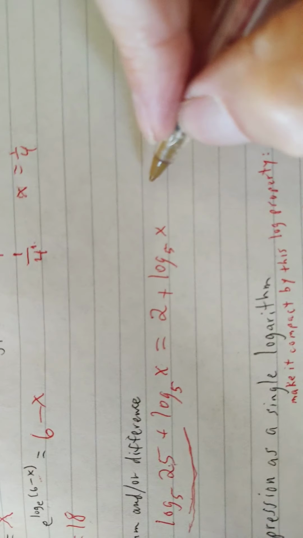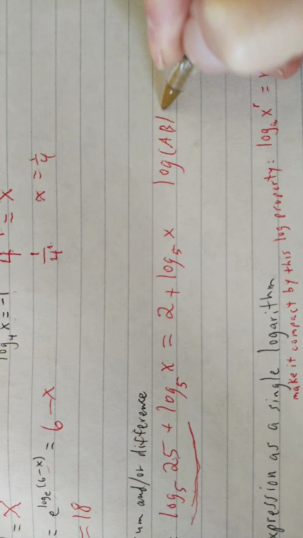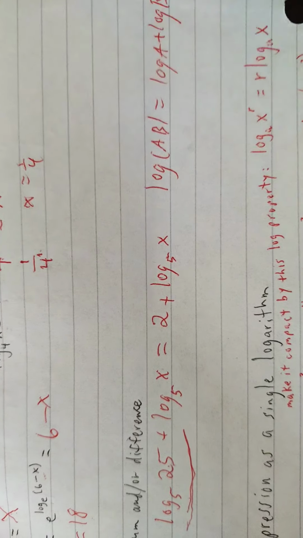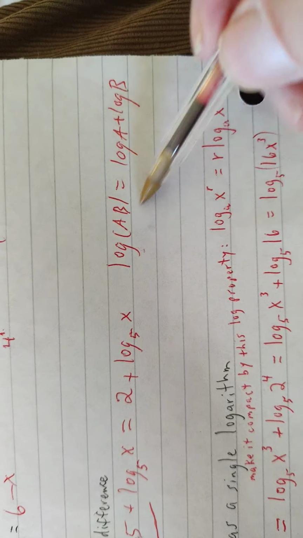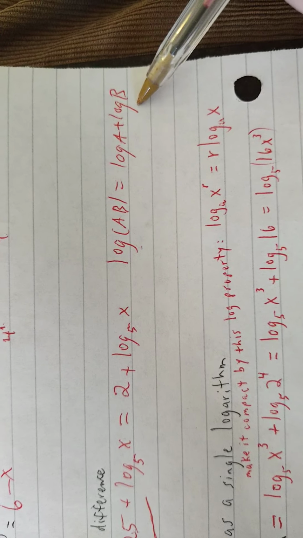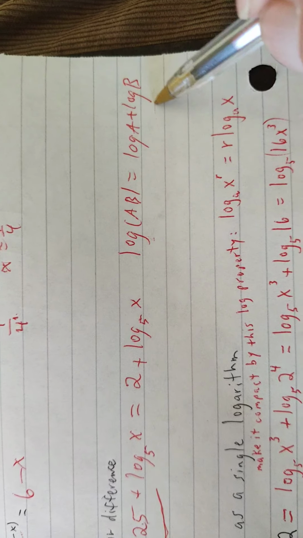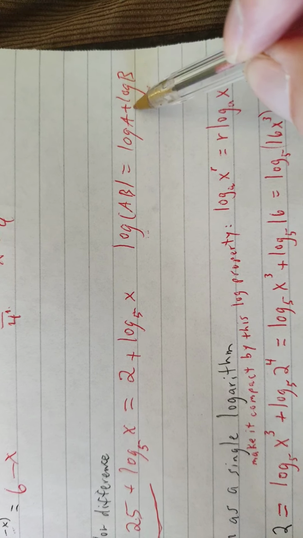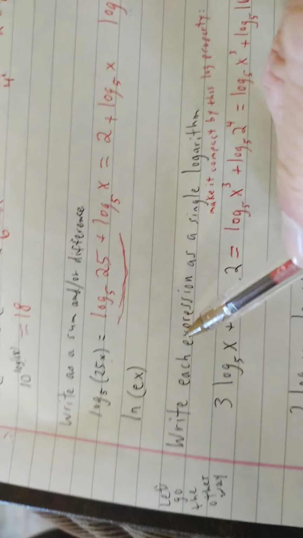It comes from this property: log of AB equals log of A plus log of B. So notice, a single log, you can write it as two logs, where you add the logs. These properties go both ways. If you have that, you can write it as a single log, where you multiply the arguments since we're adding the logs. If we were subtracting the logs, you divide the arguments.